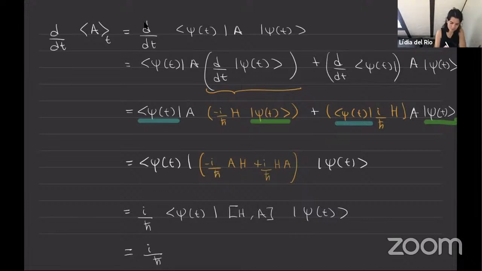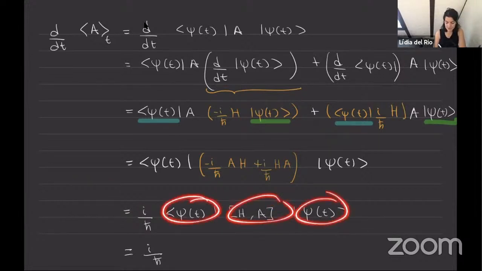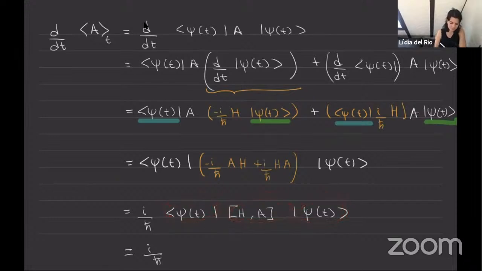And now, look, if H and A are both Hermitian, right? The Hamiltonian is Hermitian, A is Hermitian, then AH is also Hermitian, HA is also Hermitian, and this sum or subtraction is also Hermitian. So you can think of this as a new observable. And this is sandwiched by a state, which means it is just the average value. So this is just the average value of this new observable at time t.